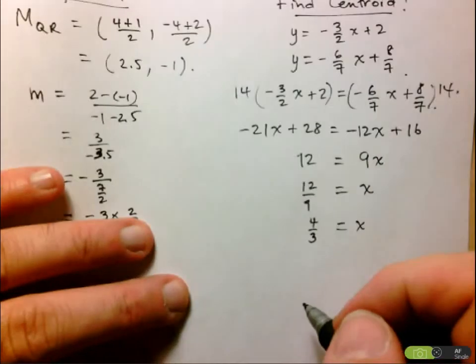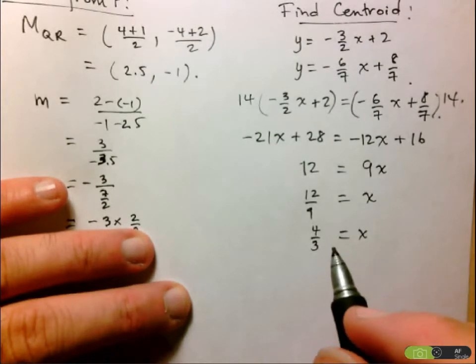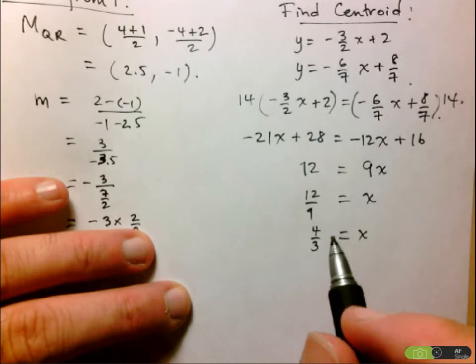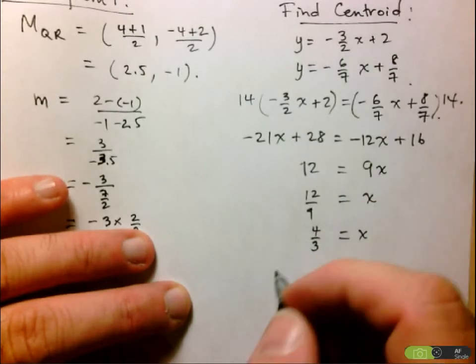Okay, now of course we're looking for the point of intersection, so we'll also need the y value, and here equation 1 is definitely easier to use to solve for the y value.